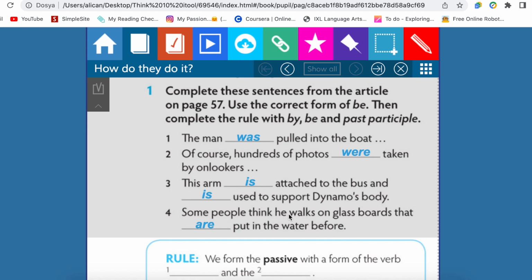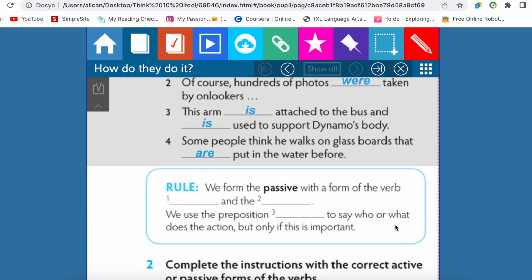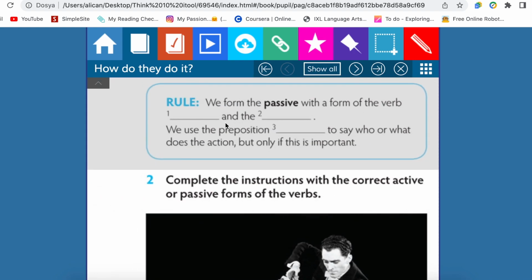Okay, let's look at the rule. We form the passive with a form of the verb be and the past participle. We use the preposition by to say who or what does the action, but only if this is important.